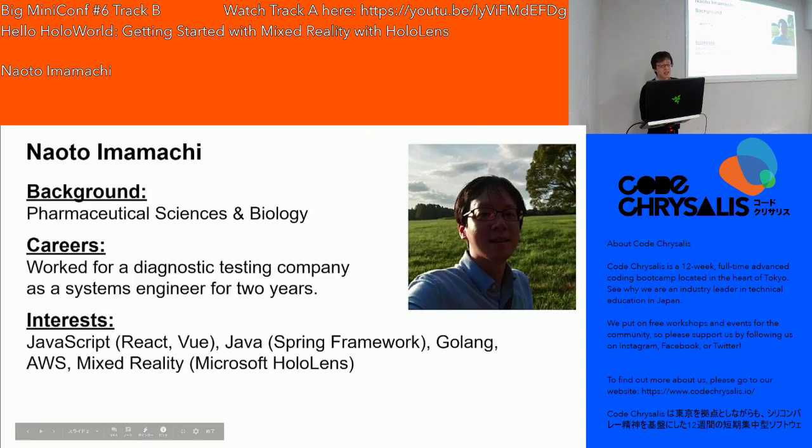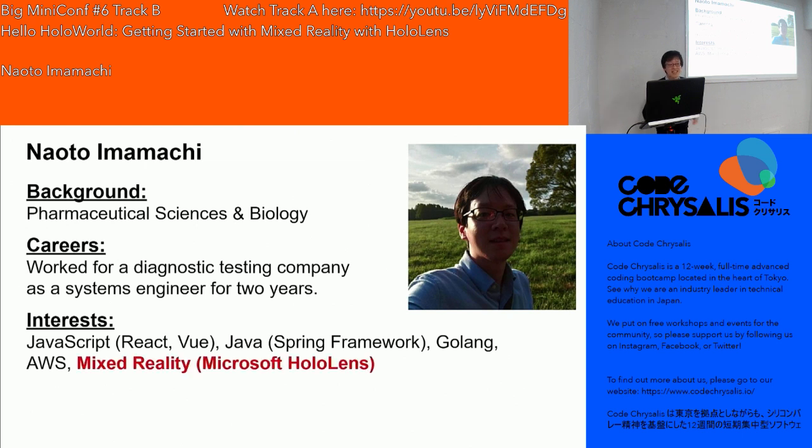At first, my name is Naoto Imamachi. My background is pharmaceutical sciences and biology. I researched genomics and gene expression analysis for 6 years in my university. After that, I worked for a diagnostic testing company as a systems engineer for 2 years. My current interest is JavaScript, Java, Golang, AWS, and today's topic, mixed reality, especially Microsoft HoloLens.